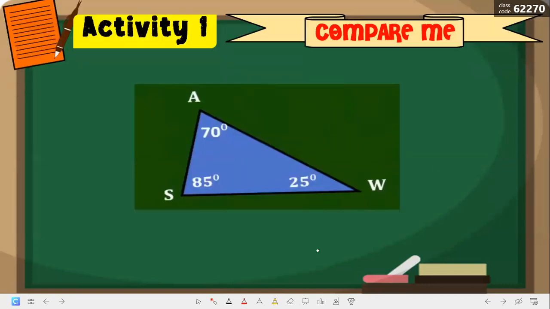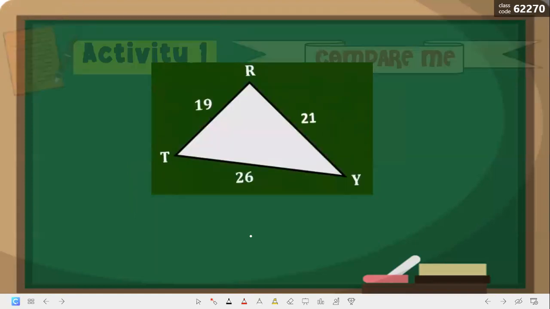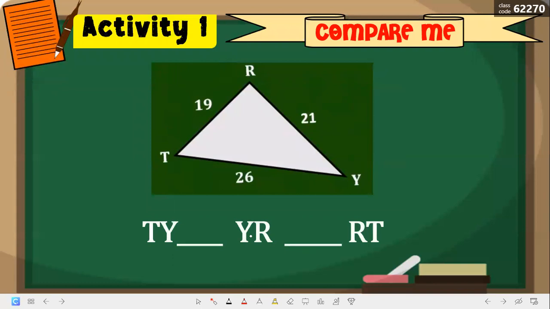For the next example, we're going to compare angle S and angle W. Notice that angle S is 85 degrees, while angle W is 25 degrees. So obviously, which is bigger? Angle S is bigger. Therefore, angle S is greater than angle W. So this is a very simple comparison.